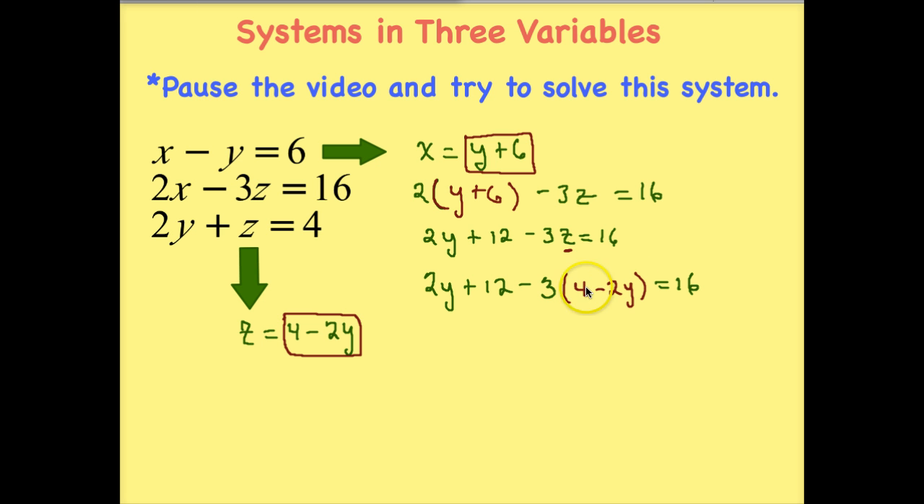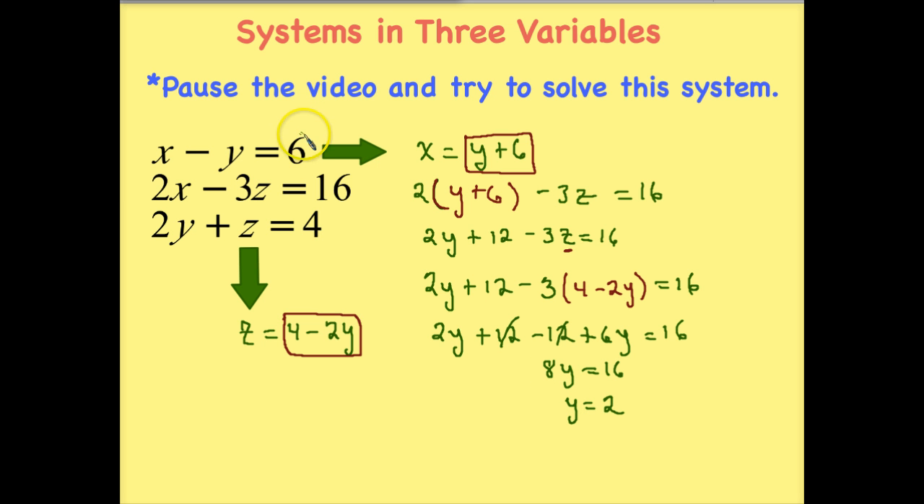I can see that now that I've substituted this in here, I only have y's. So I'll be able to simplify this equation and determine my y. Let's go ahead and distribute the negative 3 in through the parentheses. Combine our like terms. 12 minus 12 is going to go away, and I will get 8y equals 16. And now I know that y is equal to 2. So I have one of my answers.